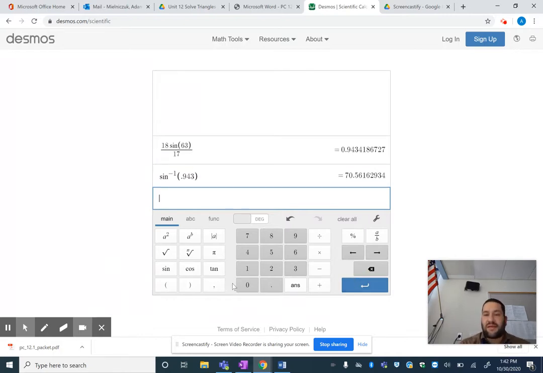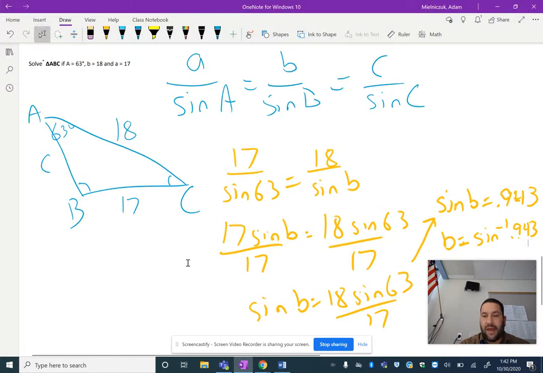And we get that that side length is about 70.5. So we'll say B, or I'm not on the side length, the angle. The angle is about 70.5 degrees. Okay, now it's up to us how we want to solve the rest.